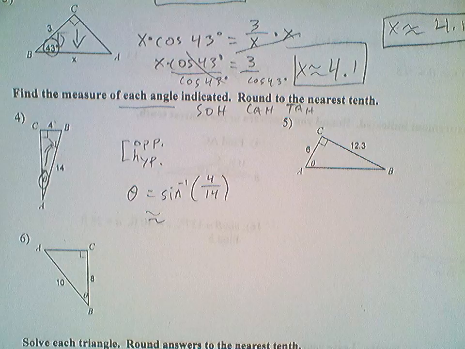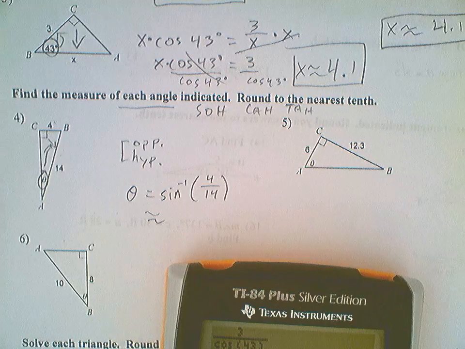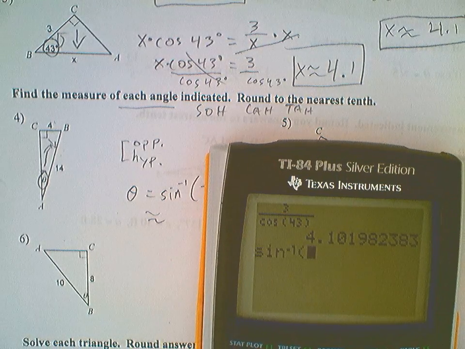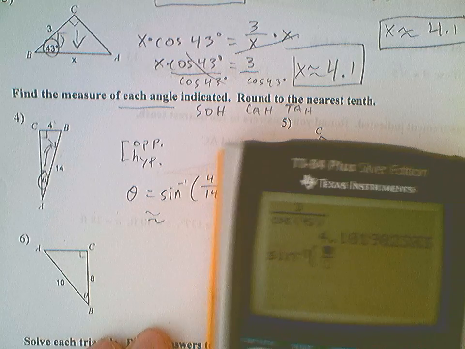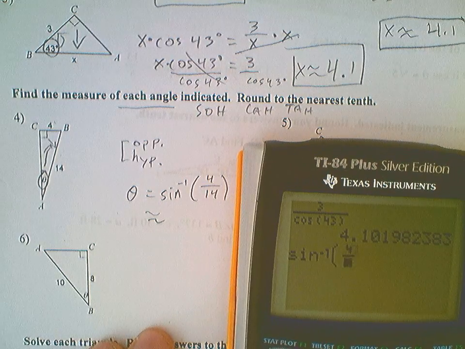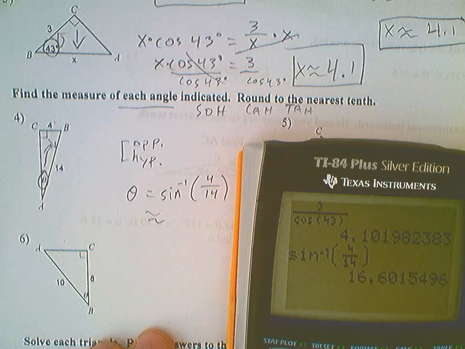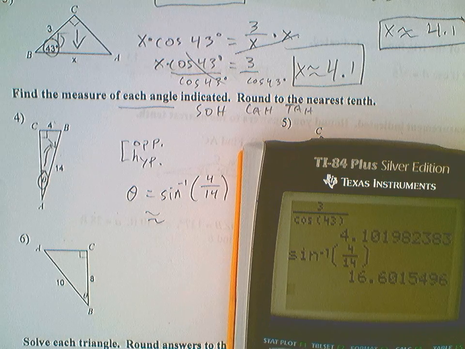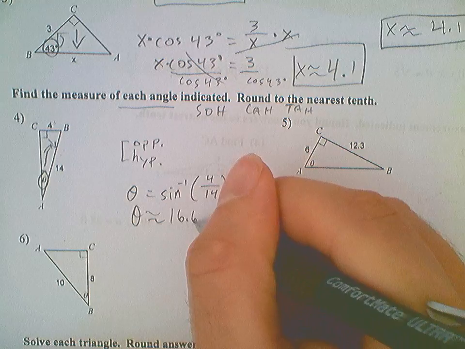So let's see what this angle is. I have to press second first to bring up the inverse function. So second and sine brings up the inverse sine for me. I'm going to do 4 over 14. So this angle is about 16.6 degrees. So theta equals 16.6 degrees.